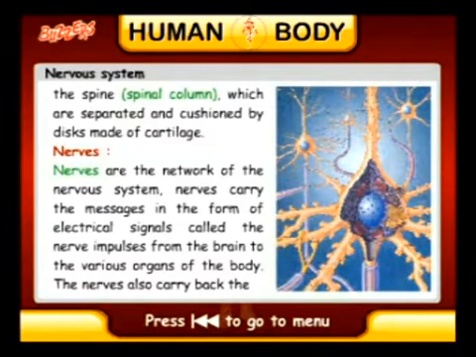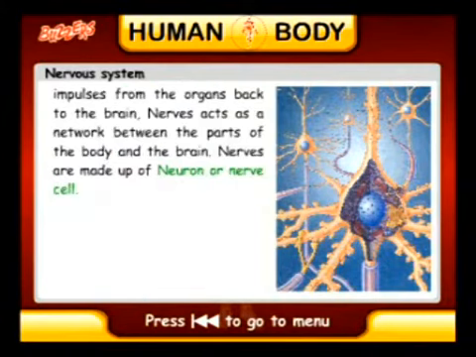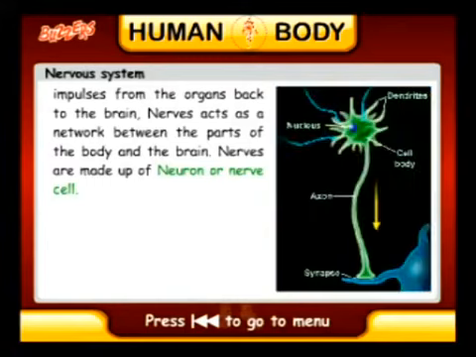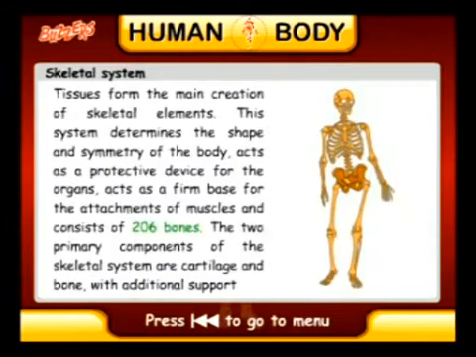Nerves. Nerves are the network of the nervous system. Nerves carry the messages in the form of electrical signals called nerve impulses from the brain to the various organs of the body. The nerves also carry back the impulses from the organs to the brain. Nerves act as a network between the parts of the body and the brain. Nerves are made up of neurons, or nerve cells.